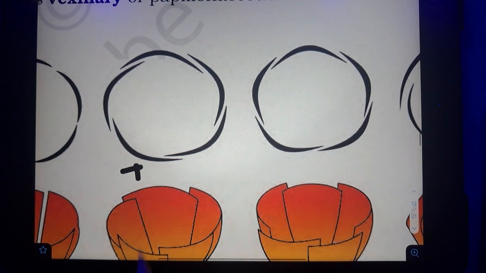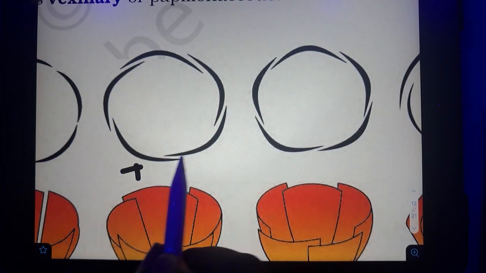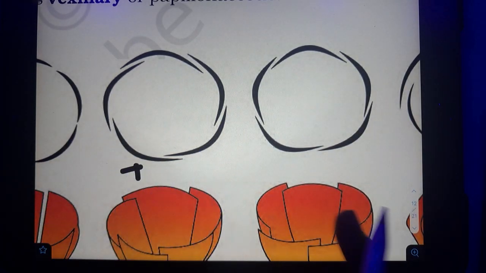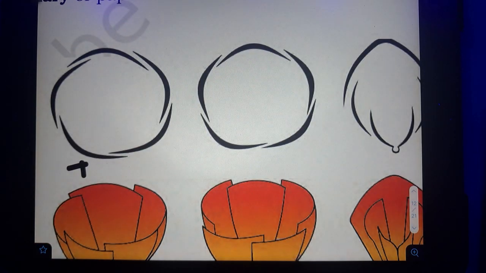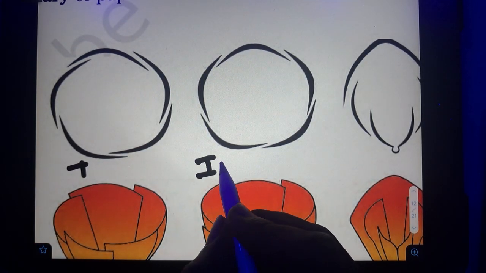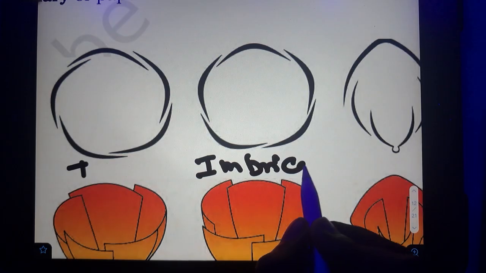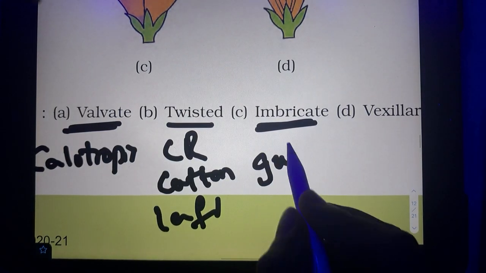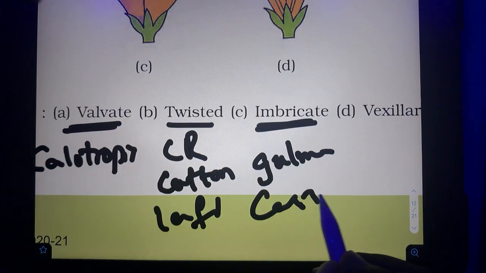But in twisted, you can see every sepal overlaps another one in a particular direction. But here there is no particular direction. This one is known as imbricate, and the examples are gulmohar and cassia.